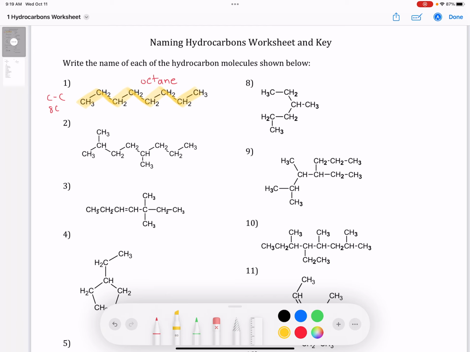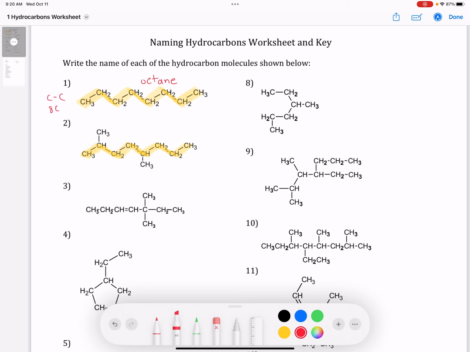So we'll do the second one now. So here I have some branching. I can see that's not just a continual chain. So I'm going to try and connect the most carbons that I can in a row. So if I start on the left here, 1, 2, 3, 4, 5. If I go down, I'm going to stop at 6. But if I keep going, I can go to 6, 7, 8. Okay, so I was able to highlight an 8 carbon chain as my longest one.